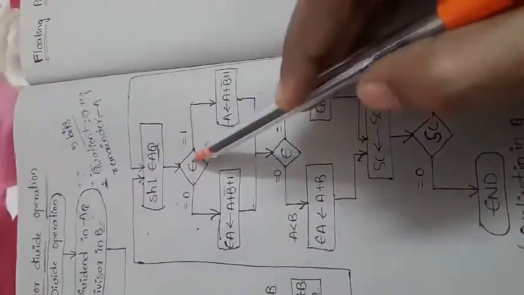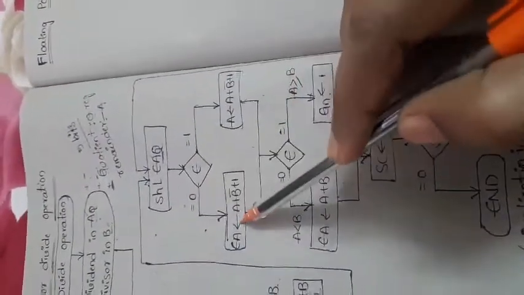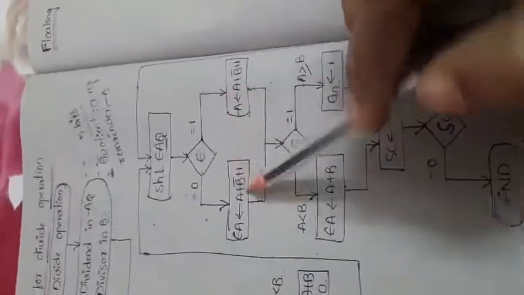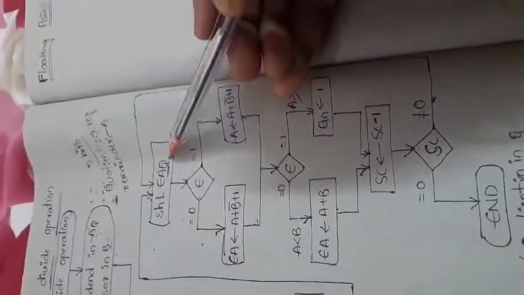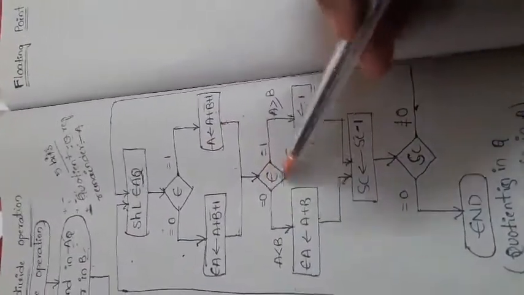So we have to check the E value. Whenever the E value is 0, we can perform the subtraction, or whenever the E value is 1, we can perform the same operation. So directly, after performing the shift left operation, you can go with the subtraction operation. After performing the subtraction operation, you have to check the E value.